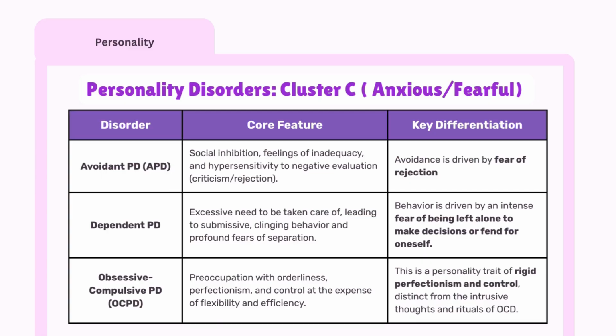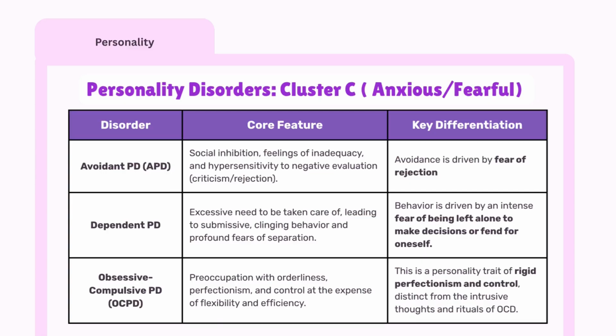Finally, Cluster C. These disorders are characterized by anxiety or fear, first of which is avoidant PD. The core feature is social inhibition, feelings of inadequacy, and hypersensitivity to negative evaluation. For example, a talented student refuses to apply for jobs or present their work publicly, despite desiring success, because they are terrified of being criticized or rejected.